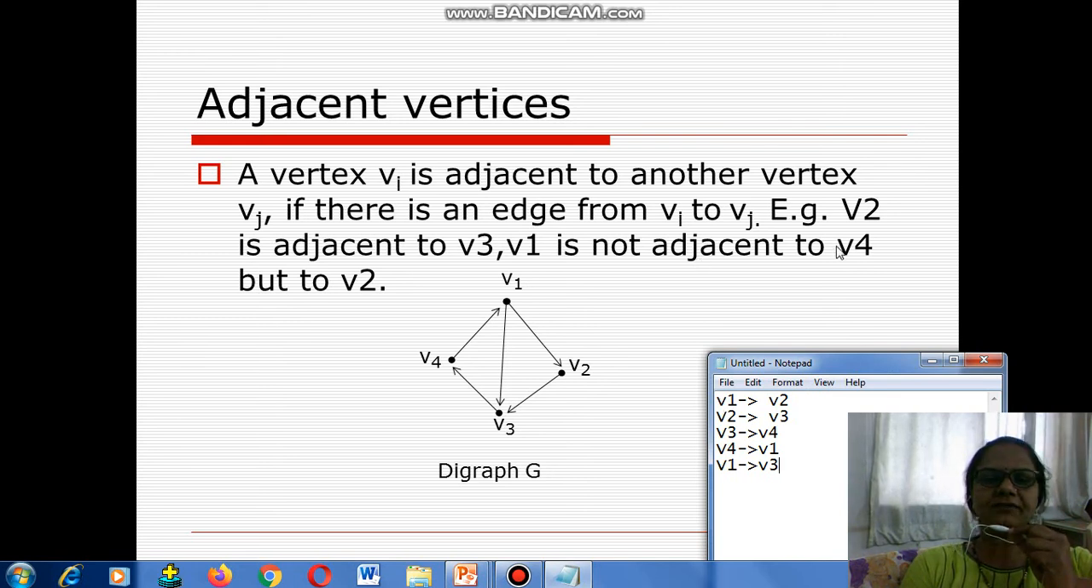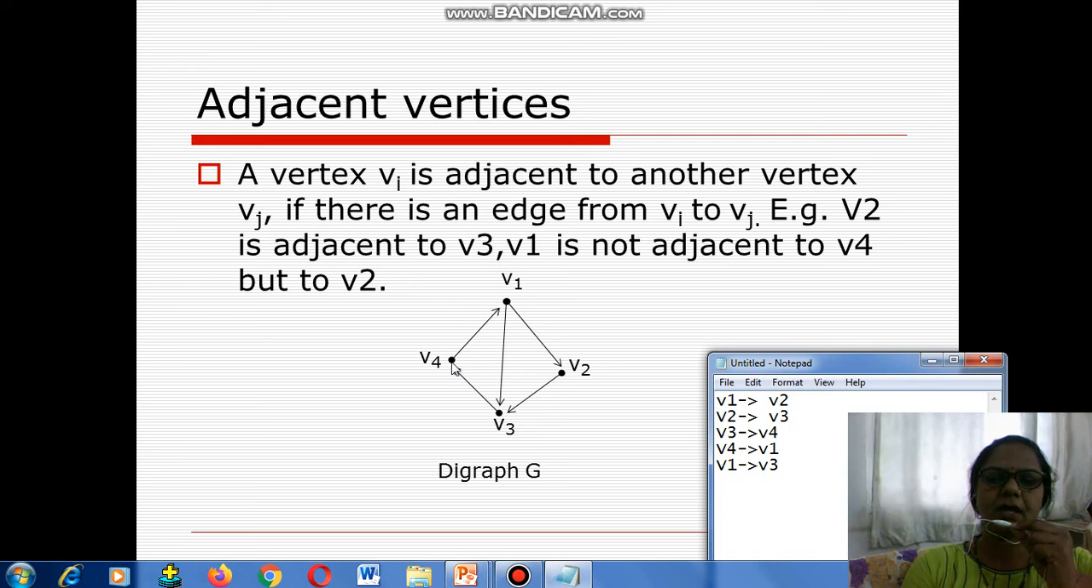We cannot say that V1 is adjacent to V4. Why is V1 not adjacent to V4? Because the edge is starting from V4. So V1 cannot be adjacent to V4, but V1 is adjacent to V2 and V1 is also adjacent to V3.